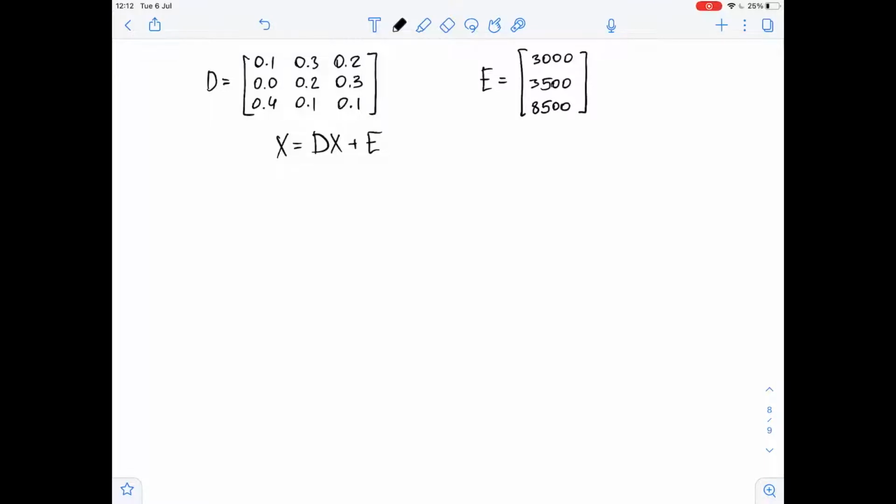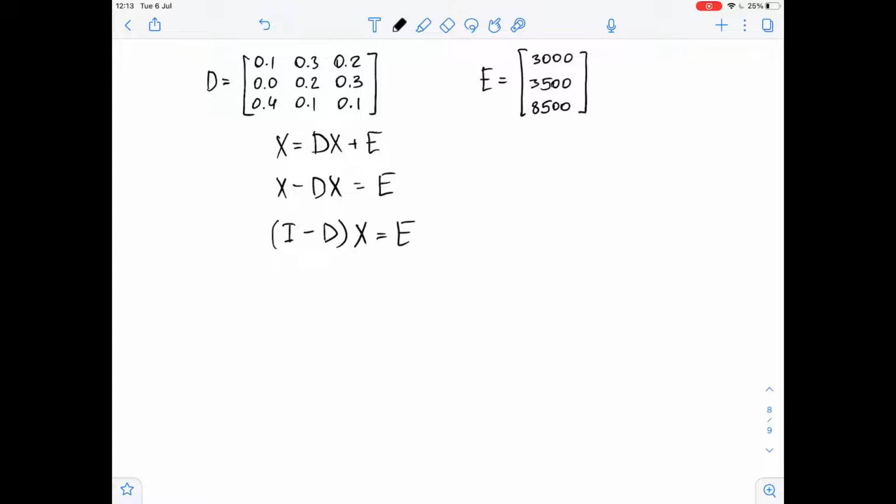So, an industrial system with 3 industries has the input-output matrix D, which is given, and external demand matrix E, which is also given. And we need to solve for the output matrix X in the equation X equals DX plus E. To solve the equation, we will subtract DX from both sides, and we get that X minus DX equals E. So that means that (I minus D), identity matrix minus D, times X equals E.